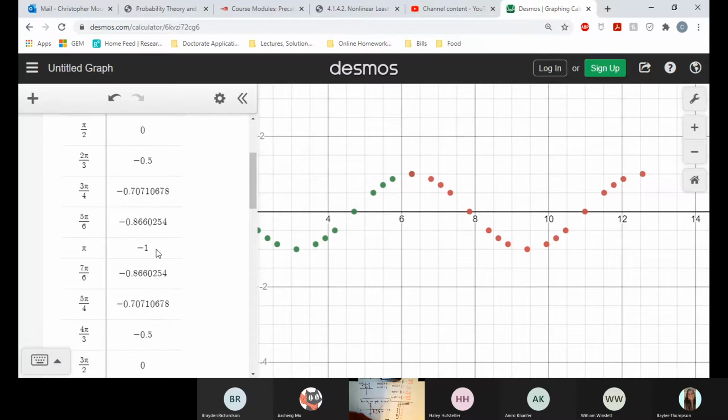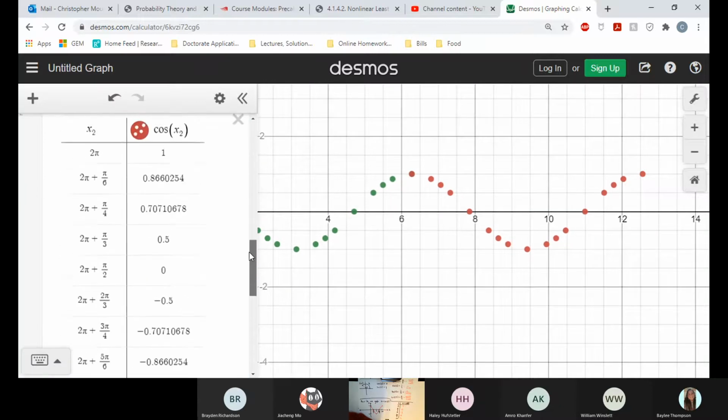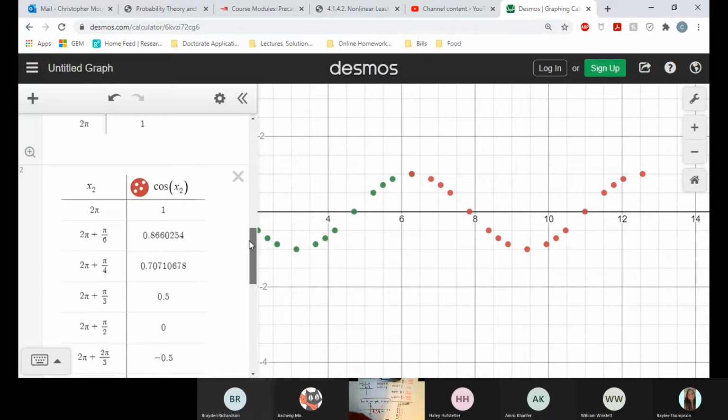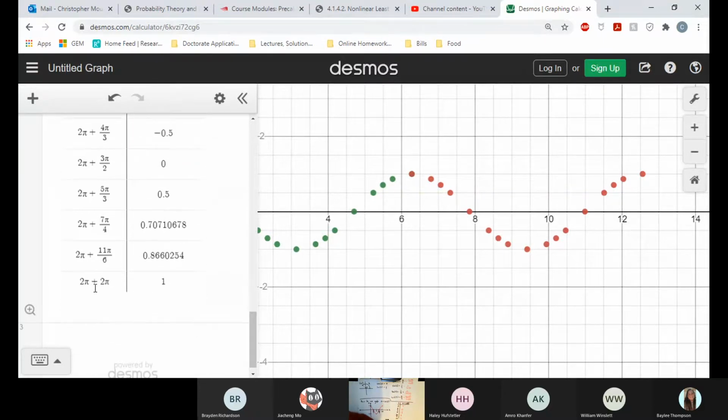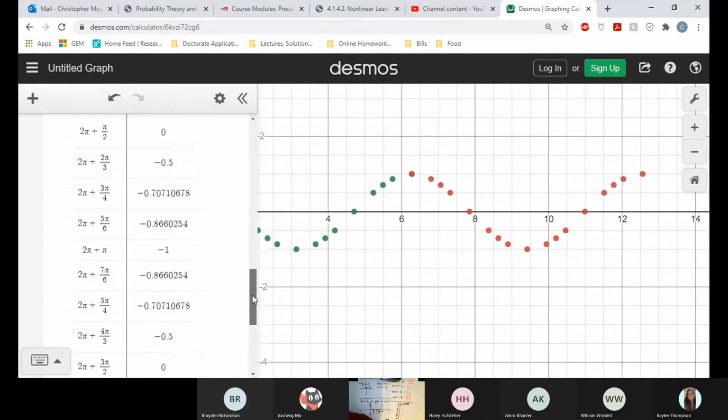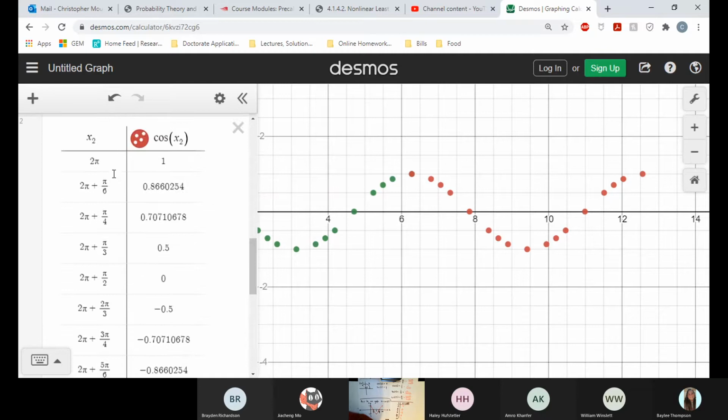Then I went further and I said, let me make another rotation around the unit circle. So instead of starting at 0 and going to 2 pi, I'm going to start at 2 pi and go to 4 pi. In other words, I'm just taking the same exact values from my table up above, and adding 2 pi, a whole rotation, to them, right? And that's how I got these red dots. This is the next rotation around the unit circle.